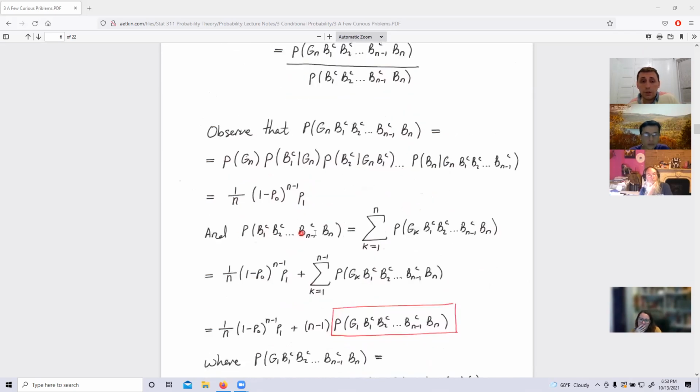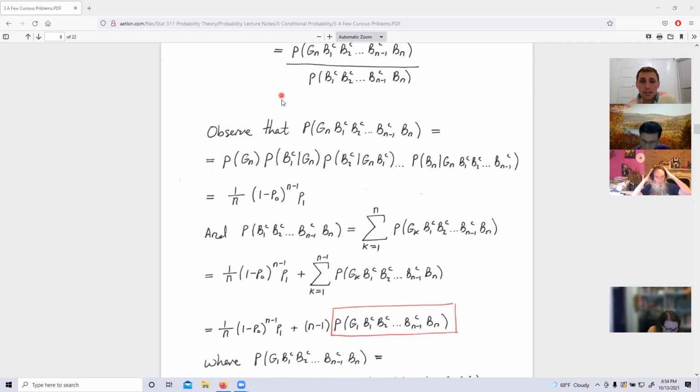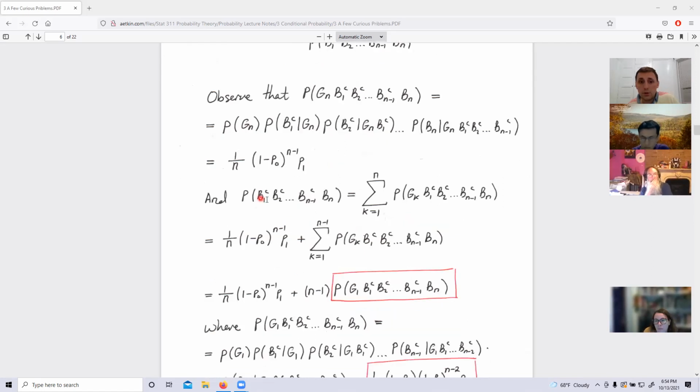For the denominator, look at it. The probability B1 complement, B2 complement. I need to condition that on who is guilty. To understand that, I need to know who is guilty and who is not guilty. In this case, there are many people that could be guilty, either person 1 or 2 or 3. And that's what I do over here with the summation. I condition on who is the guilty person. Is it person 1, person 2, person 3, and onwards? And I isolate person number n.